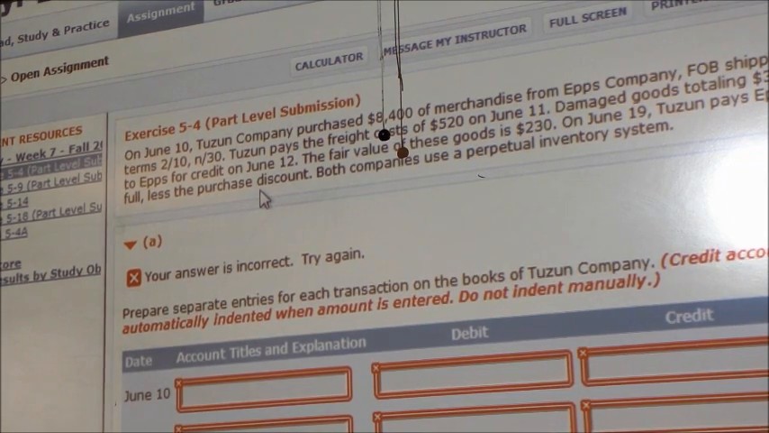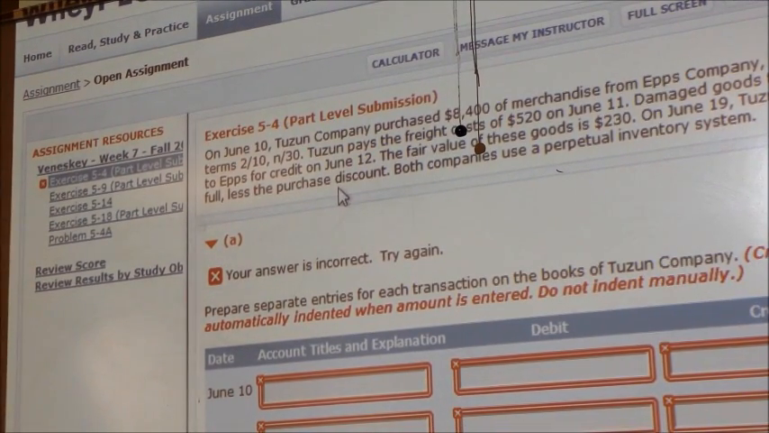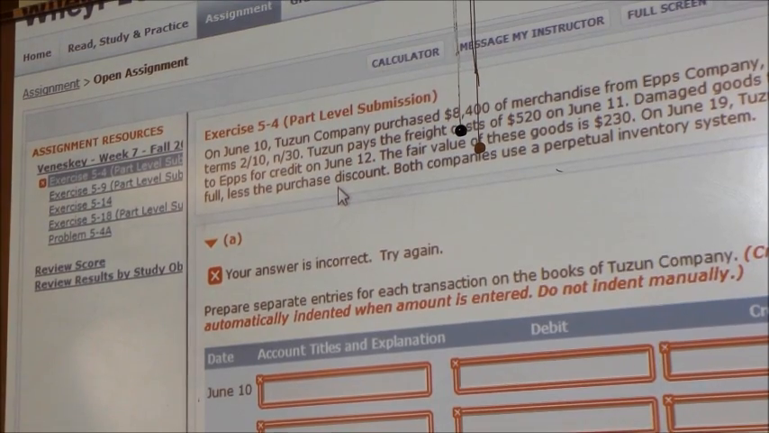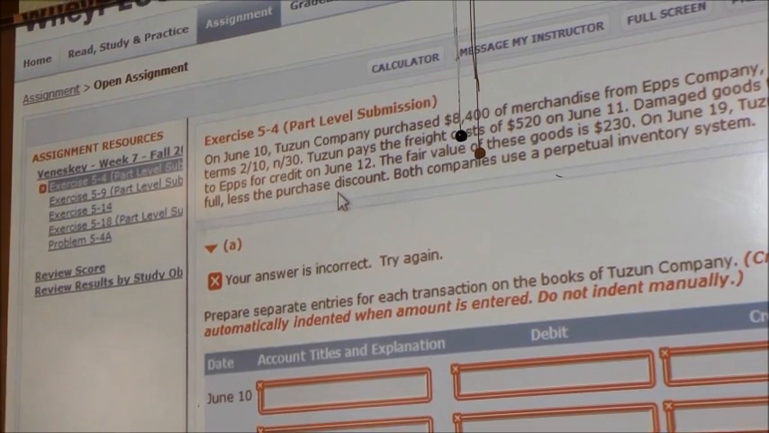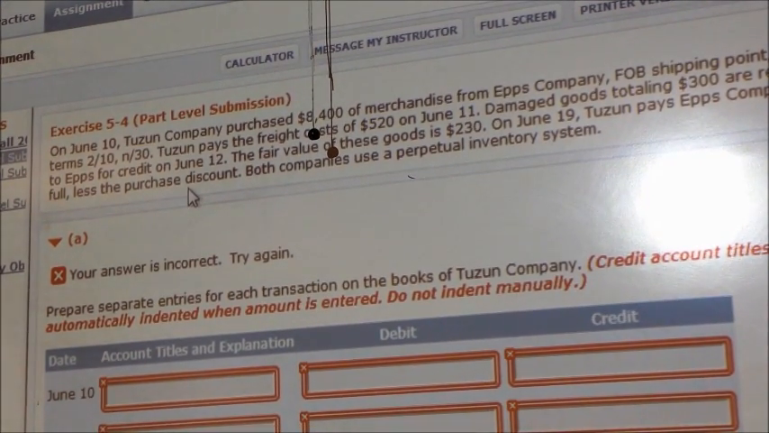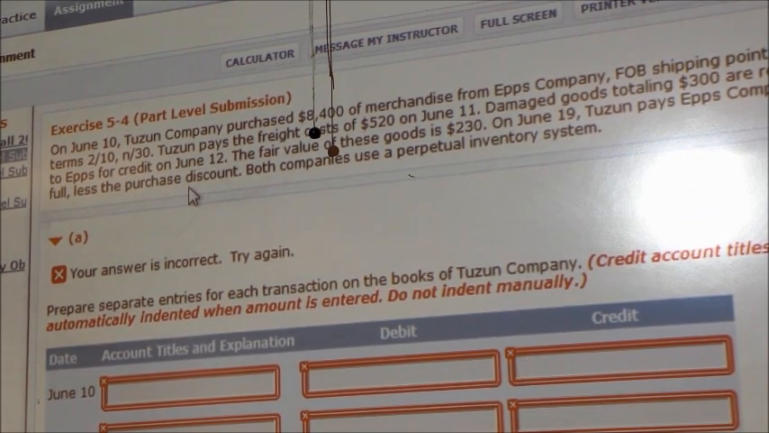5-4, the other of this one. Part A and Part B, we are doing the journal entries from both perspectives. We're going to do it first from Tucson's perspective, and then the second part we're doing it from the seller's perspective.